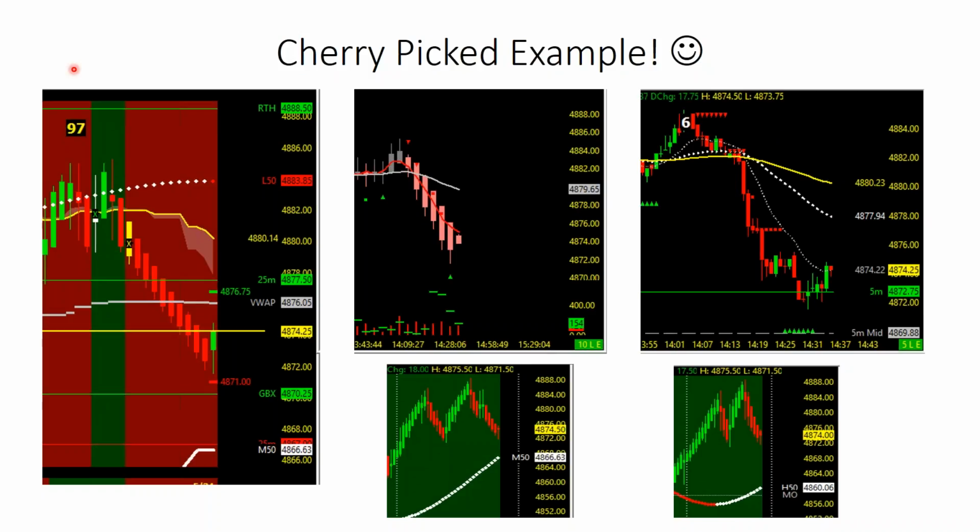I use the 534 to stay on the right side of the market. There you go. Good call, David. Do you want to ask a question, Trader Bob?